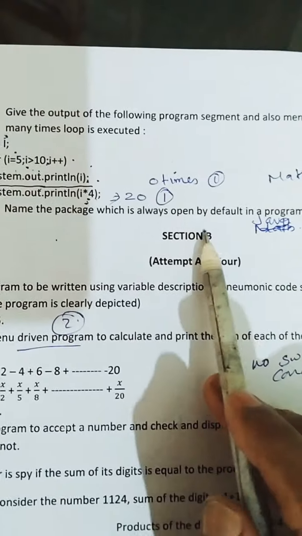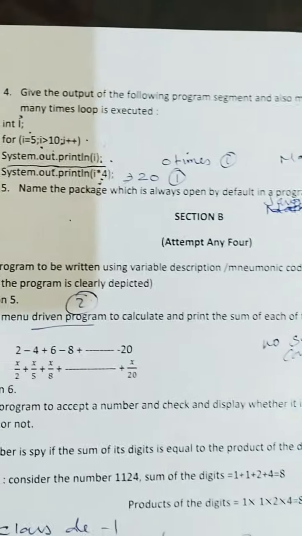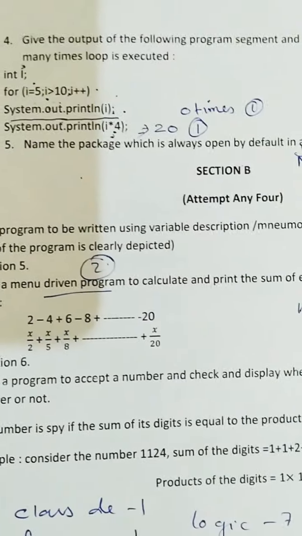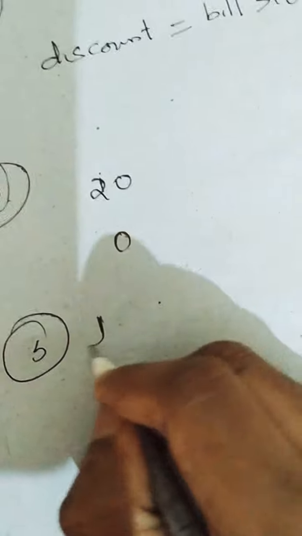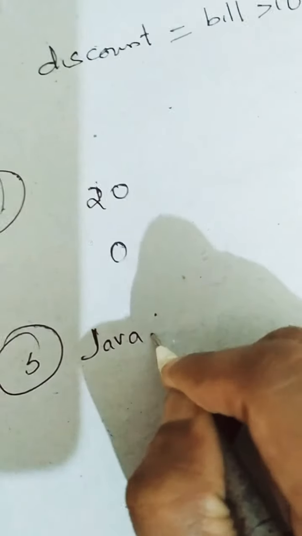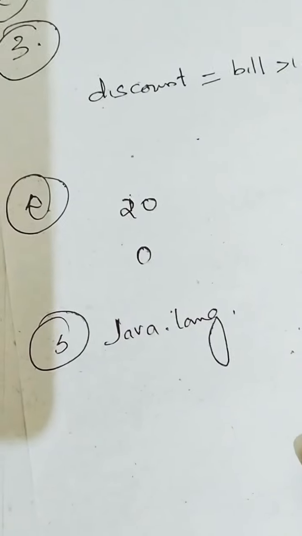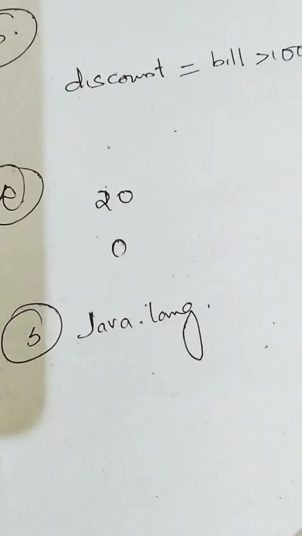Next, name the package which is always open by default in a program. You always know Math class belongs to which package? java.lang. So java.lang is the default package.